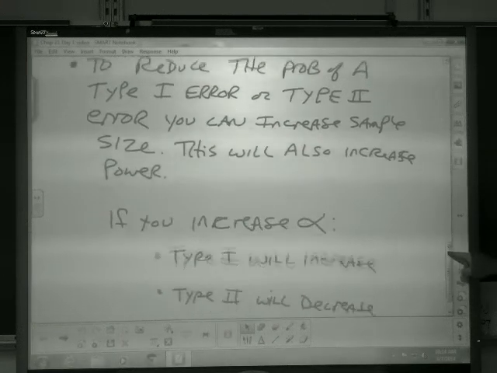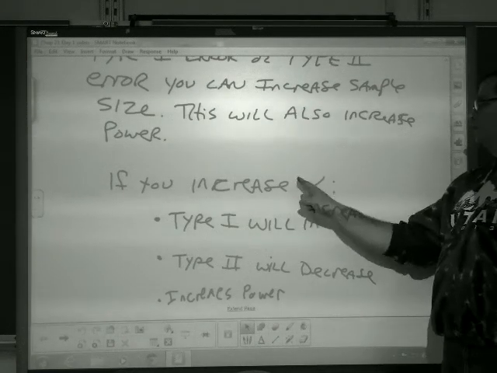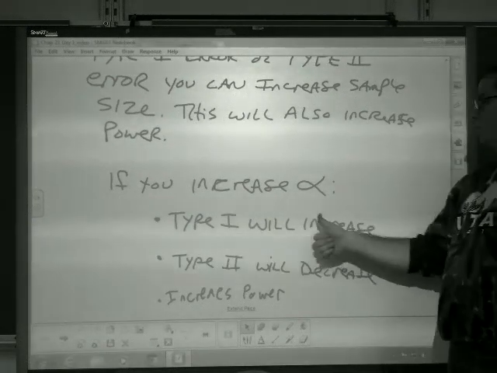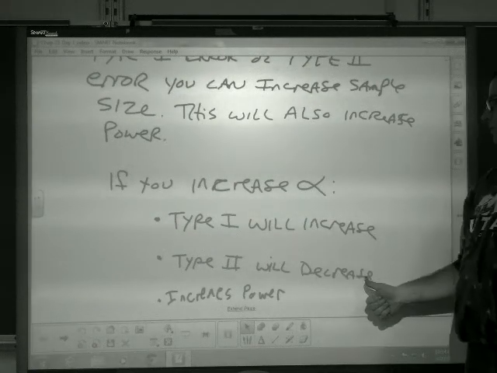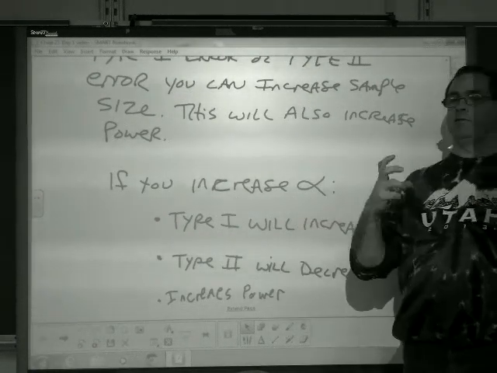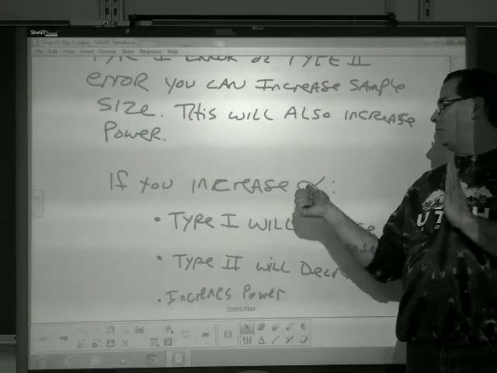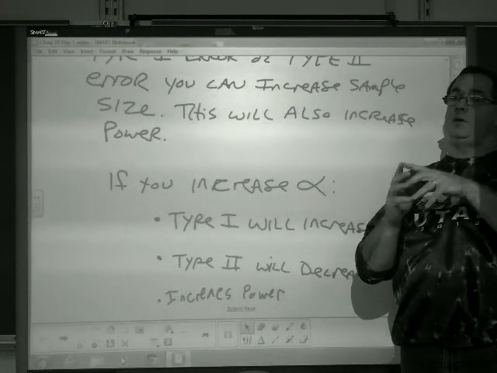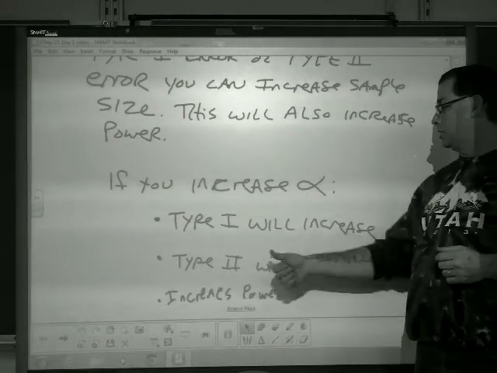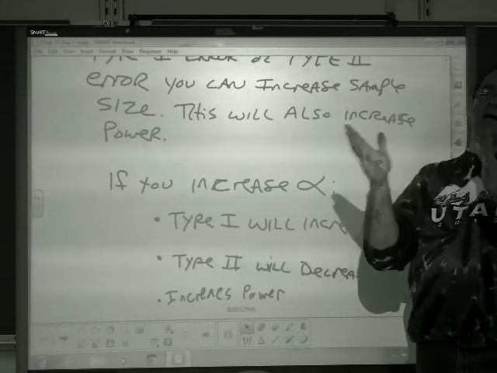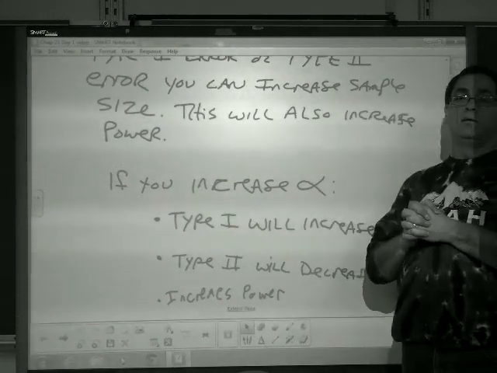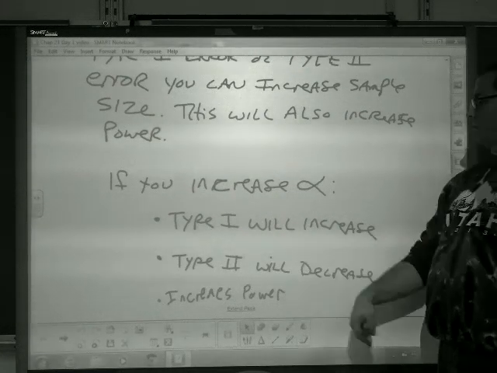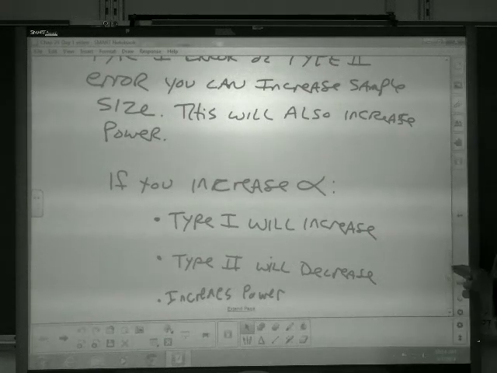Now, if I do increase my alpha level, my level at which I'm willing to reject, notice type 1 will increase, but type 2 will decrease. So let's say my alpha level is 0.05, and I say, let me make it bigger, let me make it 10%. So now the chance that I reject when I shouldn't goes up. But type 2, the chance that I fail to reject, now went down because I might reject now when I shouldn't have. And because type 2 goes down, power goes up. And that's it for errors.